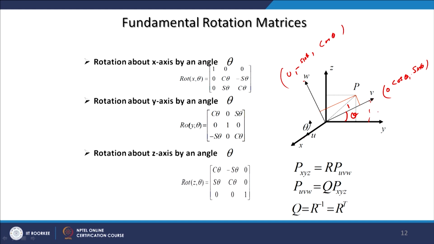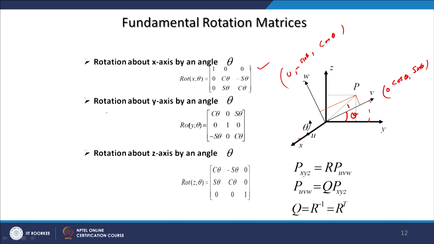So, if you write this in columns, the first column is 1 0 0 only, because the x axis is the same for the initial frame, and after rotation also the x axis is 1 0 0, and the y axis is given by 0, cos theta and sin theta. So, that is in the second column. The third column is 0, minus sin theta and cos theta, that is given here. So, this represents the fundamental rotation about the x axis by an angle theta.